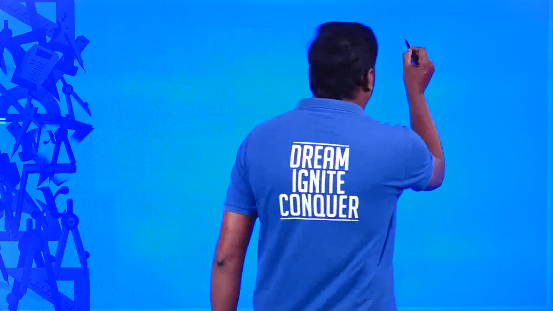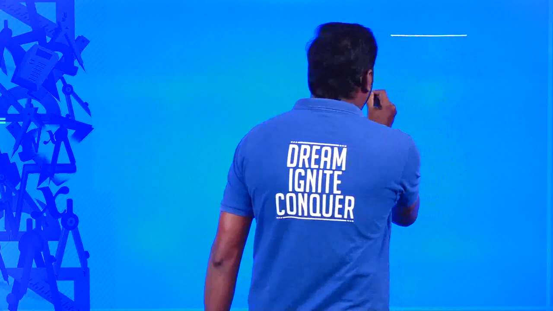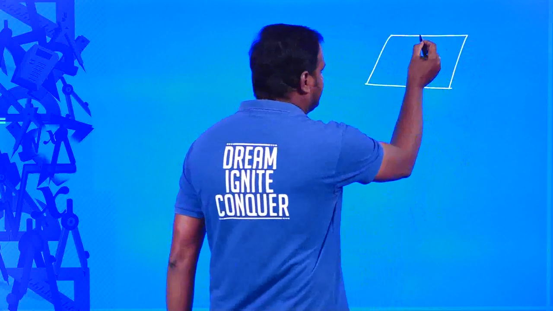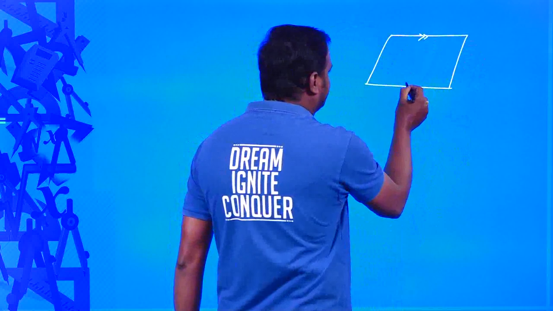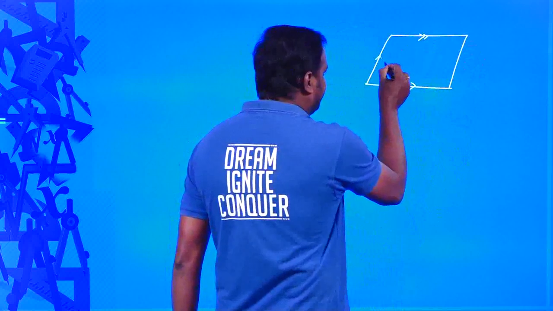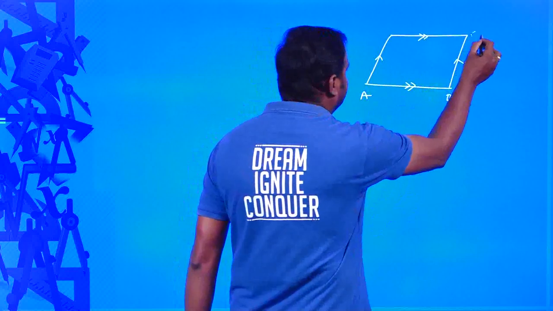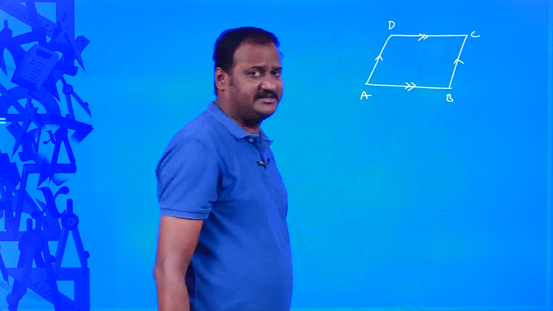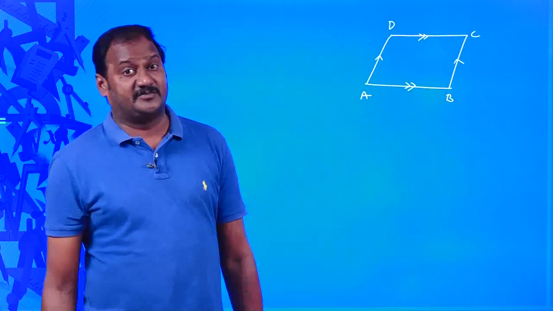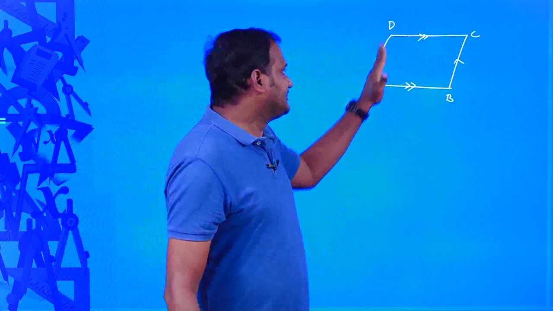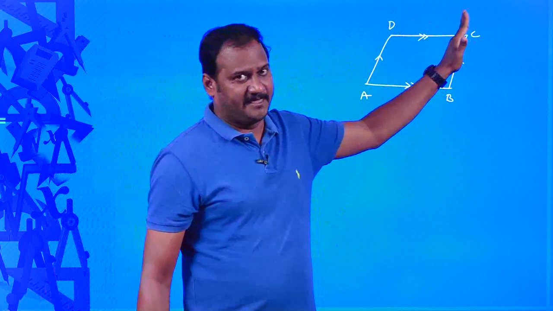I am going to draw one more quadrilateral here. See, in this quadrilateral, both the pairs of opposite sides are parallel, meaning this side is parallel to this side and this side is parallel to this side. Let us name this quadrilateral ABCD, right? So, in this quadrilateral ABCD, both the pairs of opposite sides are parallel, AB parallel to DC as well as AD parallel to BC. Got it?